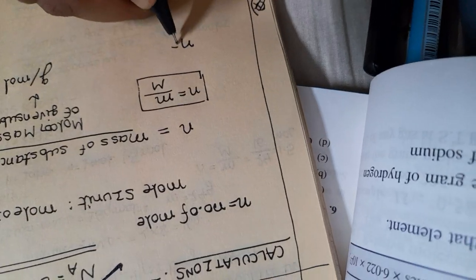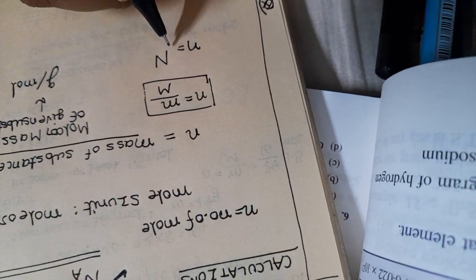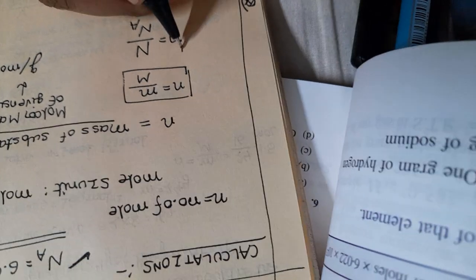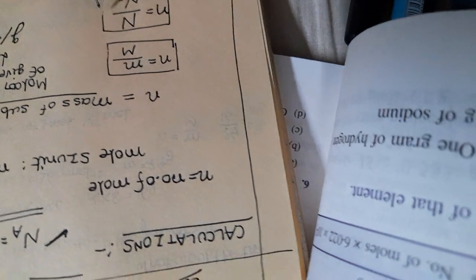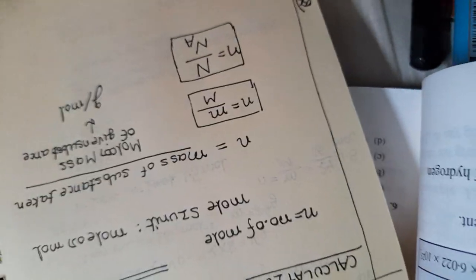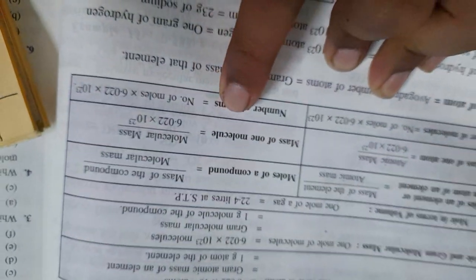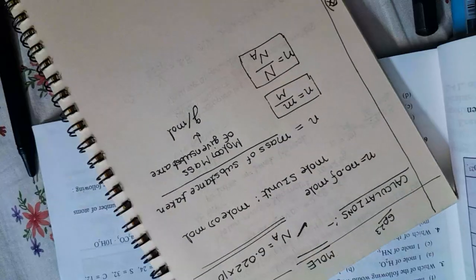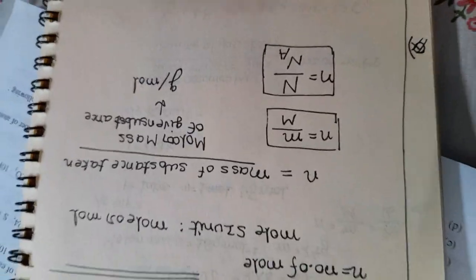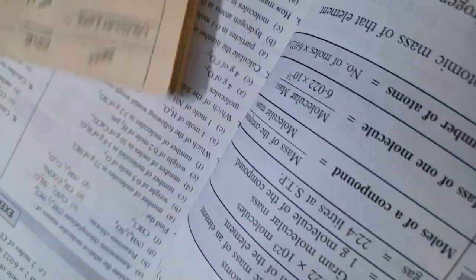And n is equal to number of atoms or molecules divided by Avogadro's number. This is also a formula. You will find this formula in some NCERT books. This is important. If you see Selina's book, you have this formula in this way. So remember these formulas. Try to put molar mass, so it would be easy for you to understand why it's this. Anyway, let's first do the calculation.